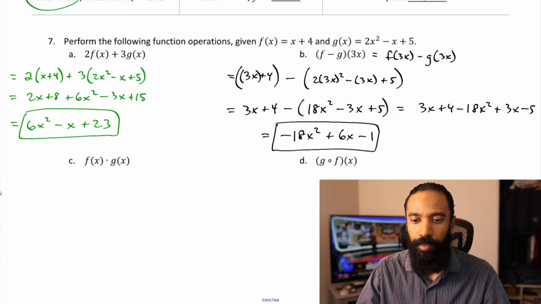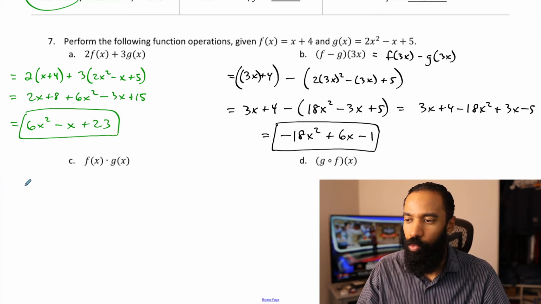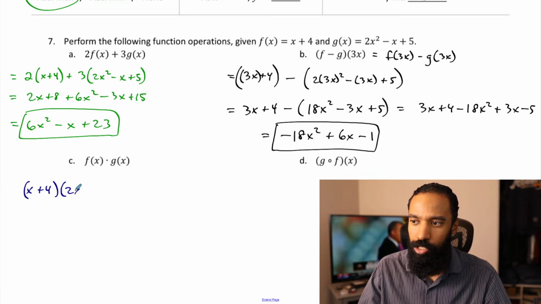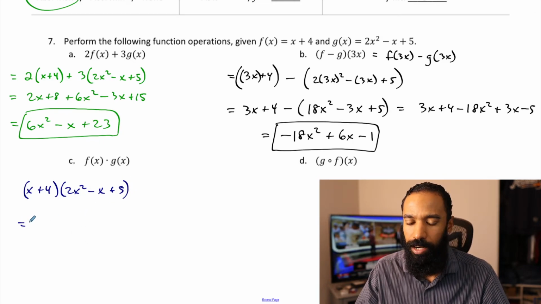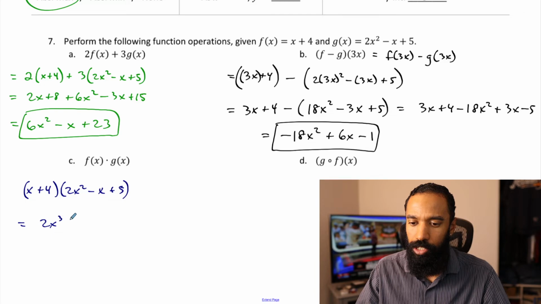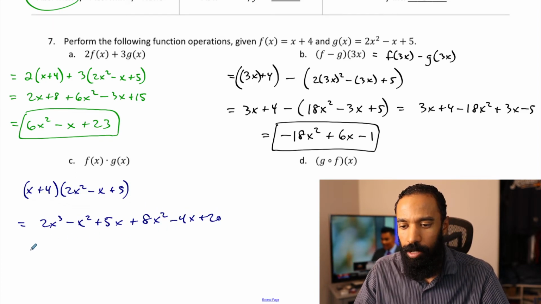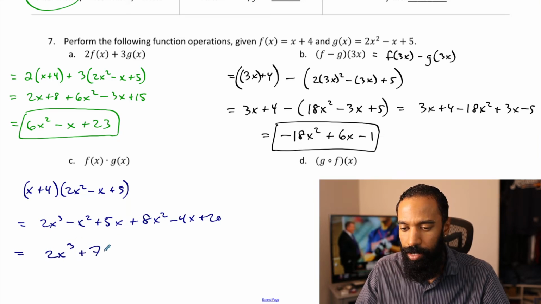And in black. All right, f of x times g of x, straight up polynomial multiplication right here. X plus 4 times 2x squared minus x plus 5. Straight up distribution right here. No other qualms. We get 2x cubed minus x squared plus 5x plus 8x squared, since the 4 is multiplying, 8x squared minus 4x plus 20. Combine like terms to get standard form. We're going to get 2x cubed plus 7x squared plus x plus 20.